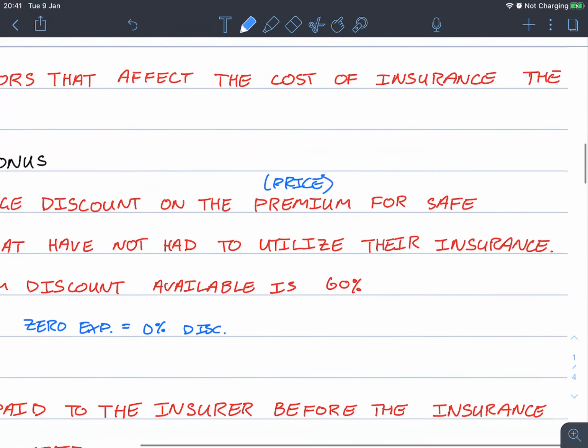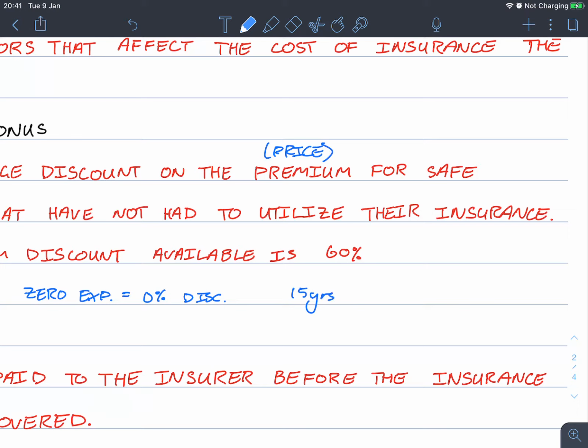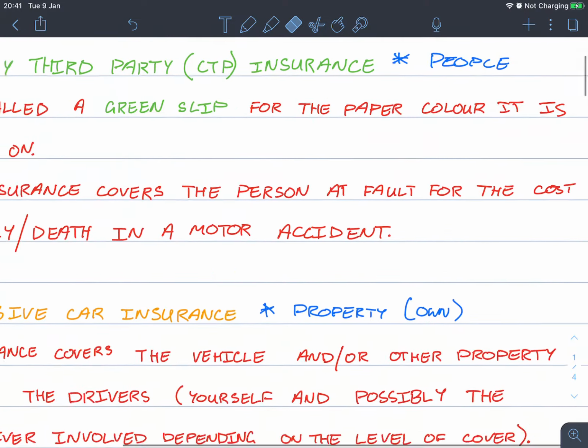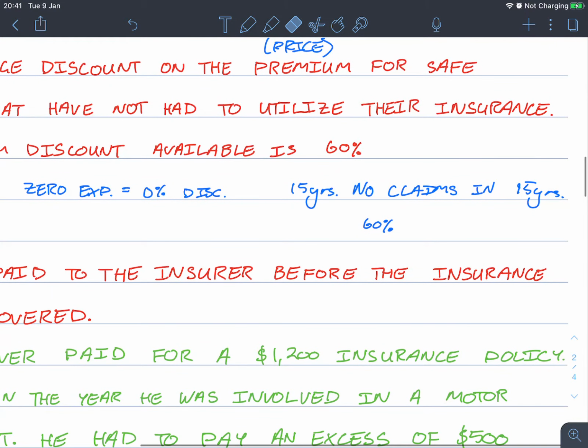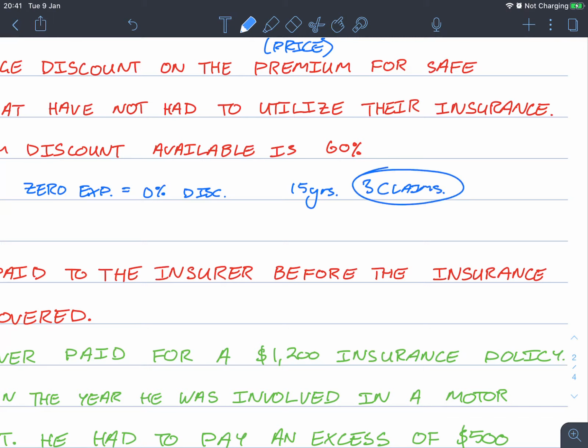Whereas a person, let's say he's been driving for 15 years and has made no claims at all. So no claims in that time, in 15 years. They might receive a maximum 60% discount. But if, let's say a person who's been driving for 15 years has claimed 3 times, so 3 claims, the insurance company sees this, right, and goes, this person has made 3 claims, right? So they'll only give him, let's say, a 20% discount because of the 3 claims that they made.